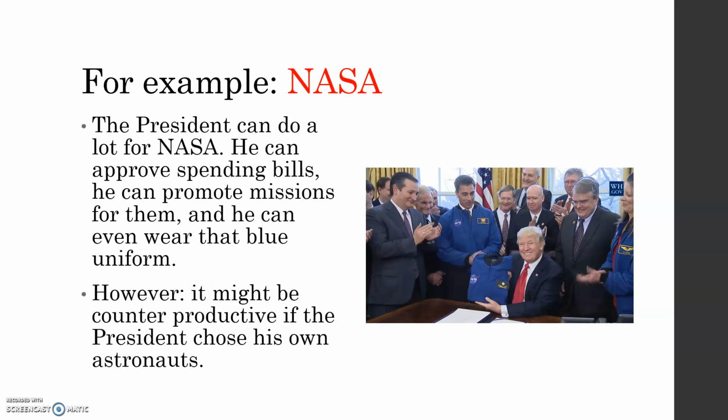Example, NASA. Now, the president can do a lot for NASA. He can approve spending bills, he can promote missions, he can even wear the blue uniform if he so chose. However, it might be counterproductive if the president chose his own astronauts, hence the independent agencies. They're under the executive branch, but the president has really little influence over them.